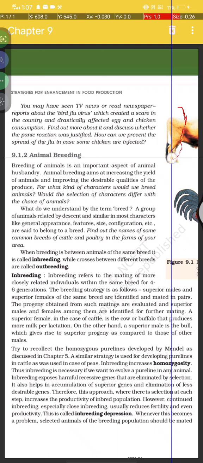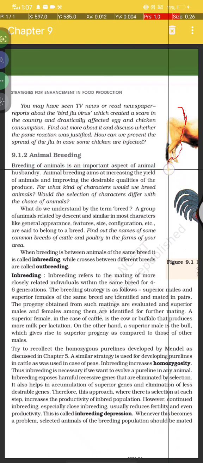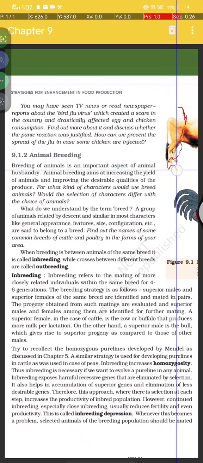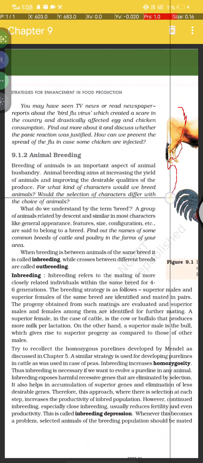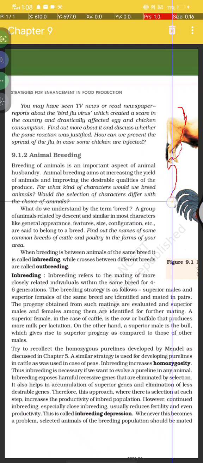Okay, and 9.1.2, animal breeding. The breeding of animals is an important aspect of animal husbandry, and animal breeding aims at increasing the yield of animals and improving the desirable qualities of the produce. For what kind of characters would we breed animals? Would the selection of characters differ with the choice of animal? What would we understand by the term breed?